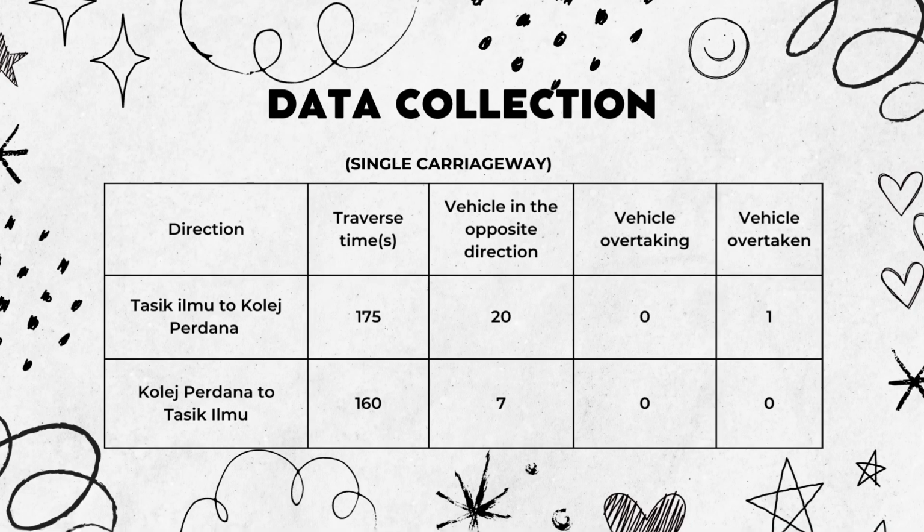And for the data collection for the single carriageway, the road of Tasik Ilmu to College Perdana. First, the direction from point A to point B, which is Tasik Ilmu to College Perdana. The traverse time is 175 seconds. Vehicles in the opposite direction are 20, vehicles overtaking 0, vehicles overtaken only 1. And the duration from College Perdana to Tasik Ilmu is 160 seconds. Vehicles in the opposite direction 7, vehicles overtaking 0, vehicles overtaken 0.